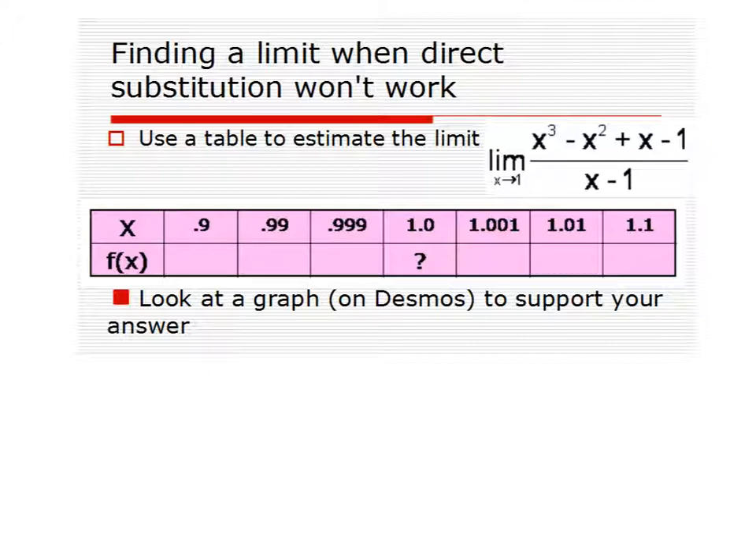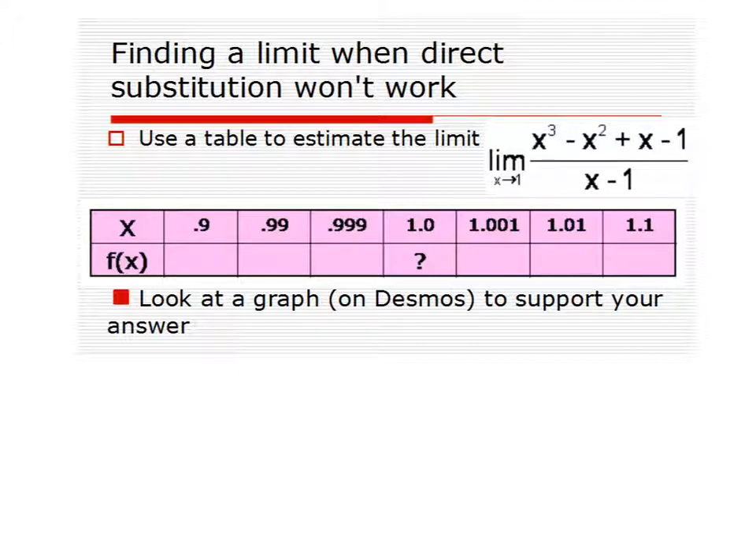Minus x squared plus x minus 1, and then close the numerator, divided by, open a parenthesis for the denominator, x minus 1, close the denominator. And then what I'm going to do is go to value, where I can just type in numbers. And you might find that this is your favorite way to do it. It's maybe faster. You're going to hit second trace, which is your calc button, and you're going to do value.